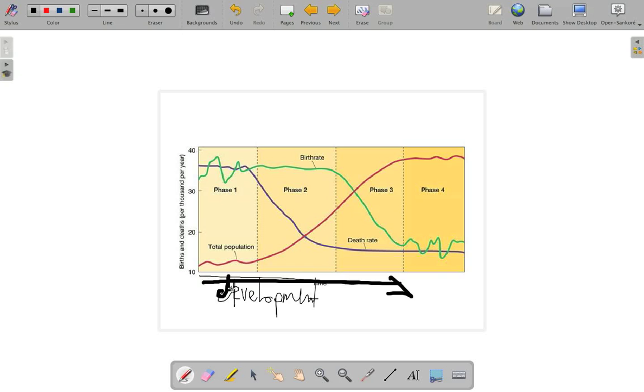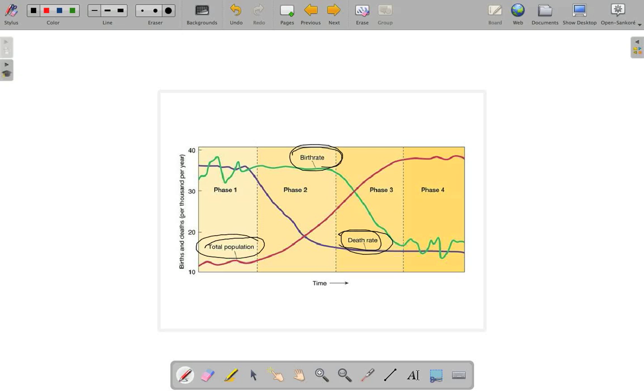So let's look at these 3 lines that you see on the chart. The 3 lines up here are, number 1, this green line is birth rate, right? So number of children born per 1,000 per year. This purple line down here is death rate, so the number of people dying. And then total population is the red line here. And then here are the different 4 stages that we discussed, and we'll talk about the 5th one later.